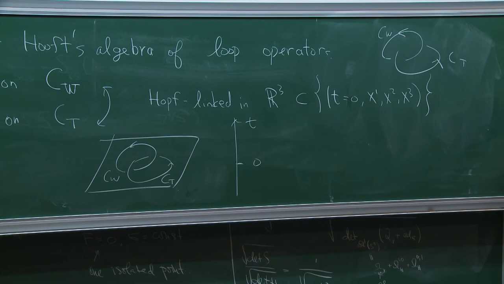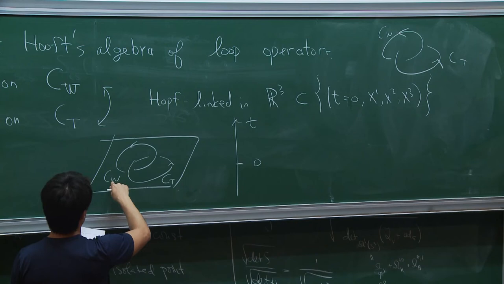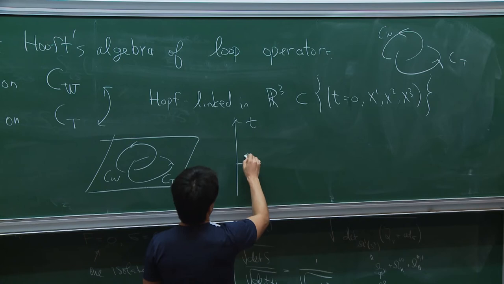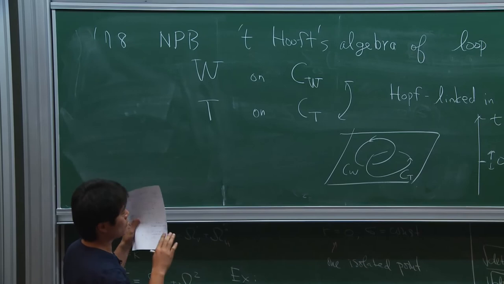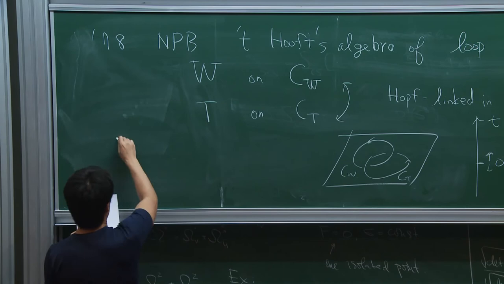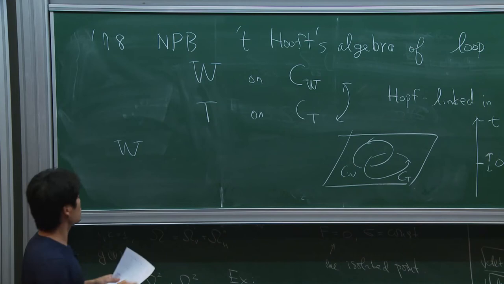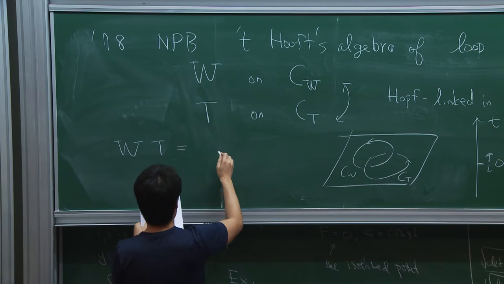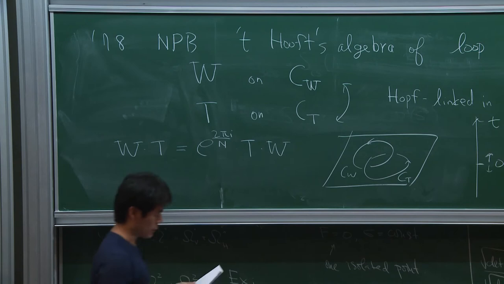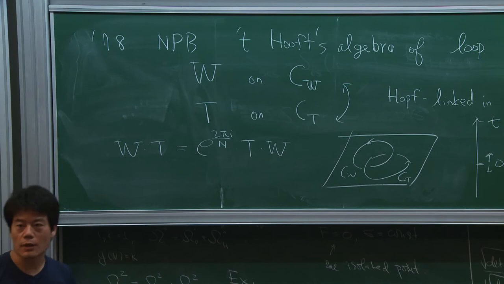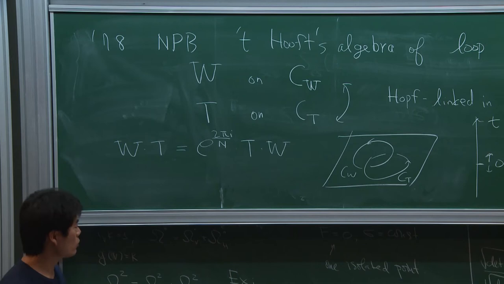And let's see. Then he claimed, we can consider a small displacement of the curve C_W in the positive time direction or negative time direction. If you do that, then the Wilson operator and the 't Hooft operator are not on the same constant time slice. So there is an ordering. And now the statement is that as operators acting on the Hilbert space, the Wilson loop and the 't Hooft loop obey the following commutation relation. This is for SU(N) gauge theory with minimal charges. Good. So this actually means that the fundamental Wilson loop and the fundamental 't Hooft loop are not mutually local.